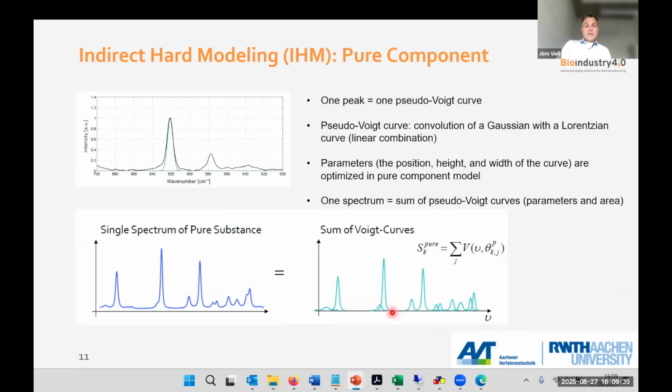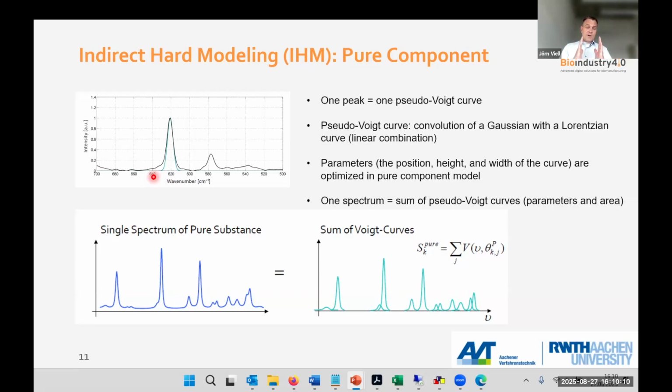So the indirect hard modeling will start with a pure component model. The idea is that one peak actually can be resembled by a so-called Voigt curve or pseudo-Voigt function, which is a convolution of a Gaussian and a Lorentzian function. Lorentzian is much steeper, Gaussian distribution is much broader, but that depends basically on how the spectrum has been recorded or what is due to the actual measurement.